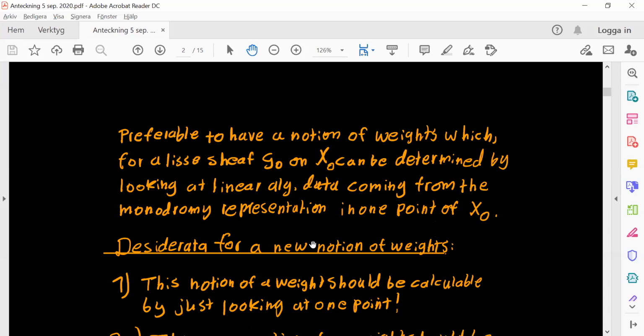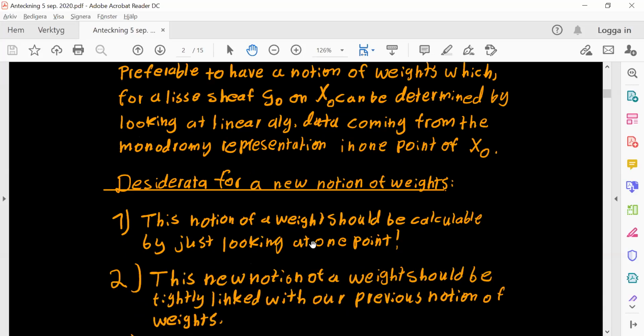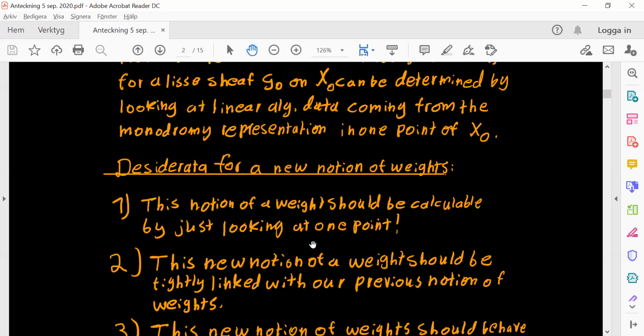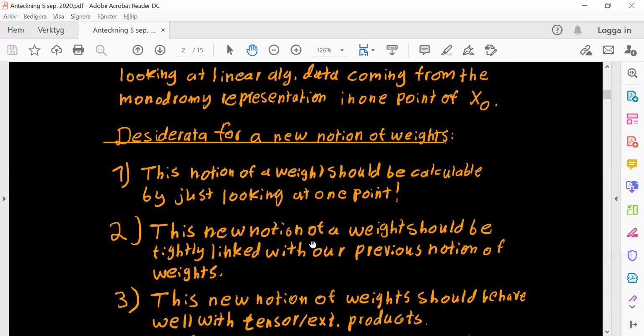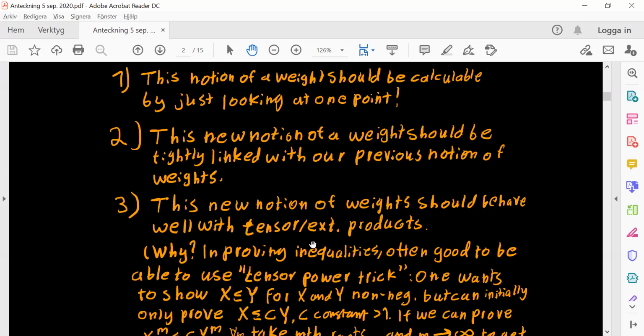This is the first thing you want. And then second, and this is maybe most important, is that this new notion of a weight should be tightly linked with our previous notion of weights. So there should be a tight relation between the two, which may just not be anything we can come up with. And third, and this is also important, is that we want this new notion of weight to behave well with tensor products and exterior products.